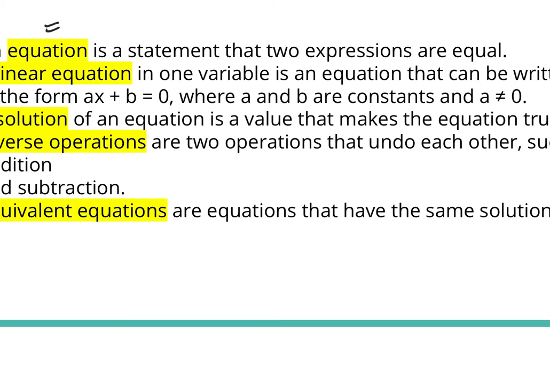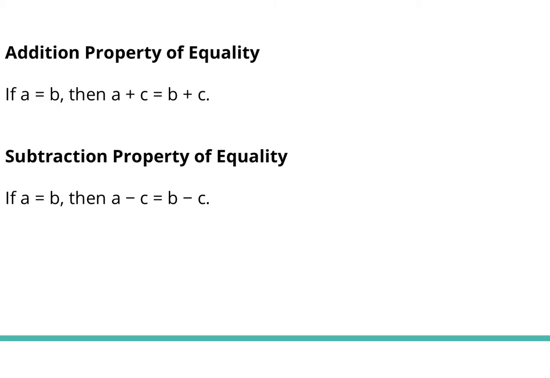All right? And then the last vocabulary word is equivalent expressions. Those are expressions that have the same solution, okay? So if you solve two different equations and they both give you x equals 7, those are equivalent expressions, okay? I need you to write down the addition property of equality and the subtraction property of equality. So now in your notes, I would like you to write down both of these, and then we're going to try two on our own.